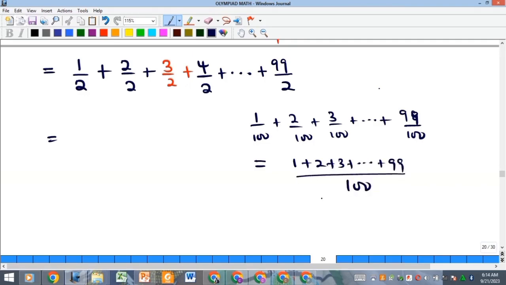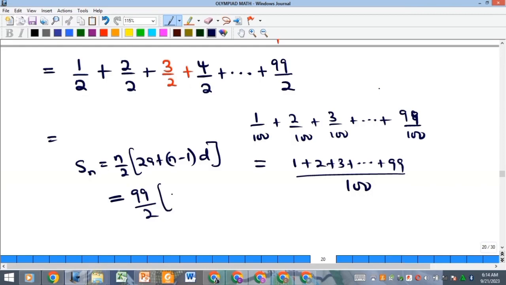Everything is over 100. Okay, so you are going to use series and sequence here. 1 plus 2 plus 3 to 99 is the sum of numbers from 1 to 99. So if I use the formula for the sum of n terms, that's equal to n over 2 into 2a plus n minus 1, you remember this formula, multiplied by d, and then you close your bracket. So this is going to give us our n, remember, is 1 to 99. So our n is 99 all over 2.